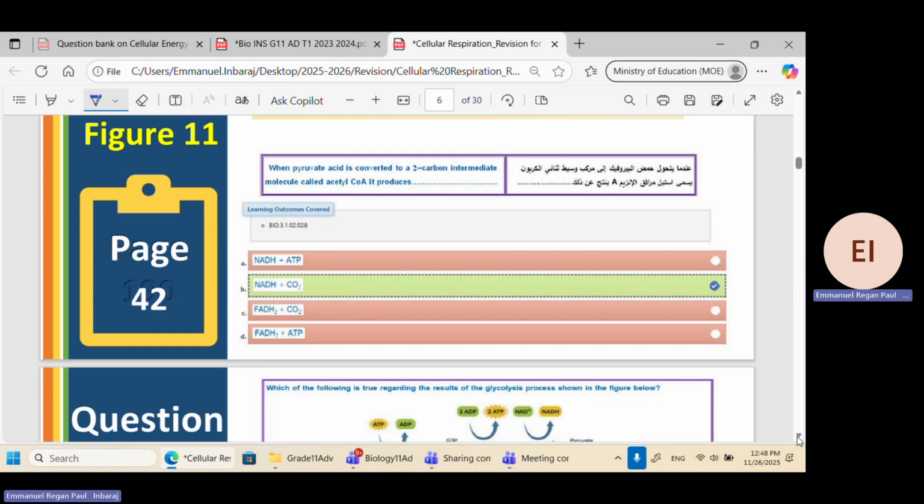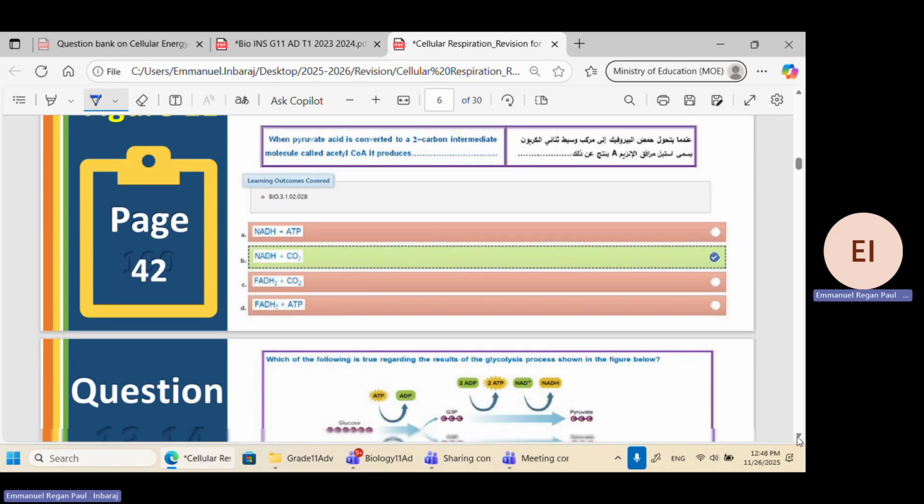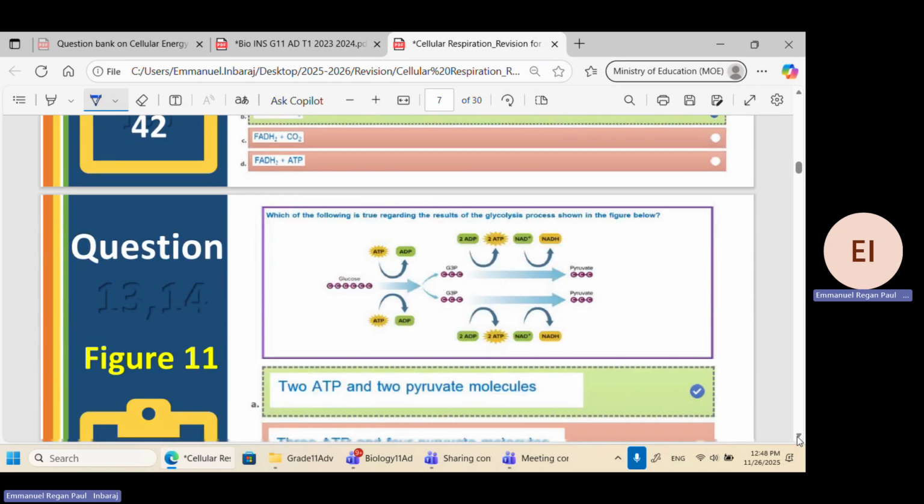Okay, when pyruvate... Okay, this is in Krebs cycle. We will talk about this in Krebs cycle. Let's go to the next question.